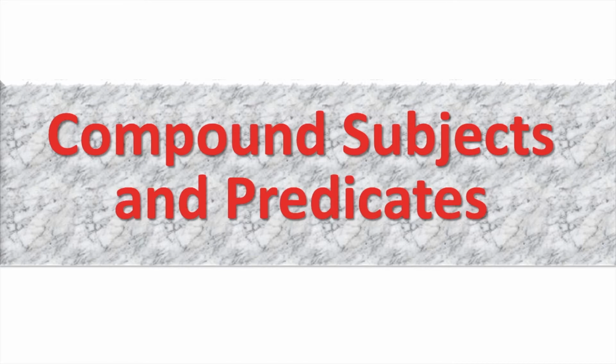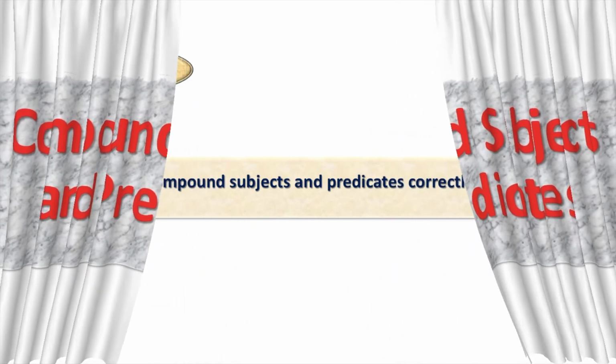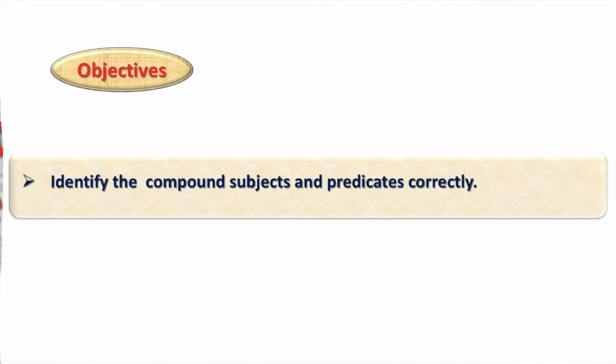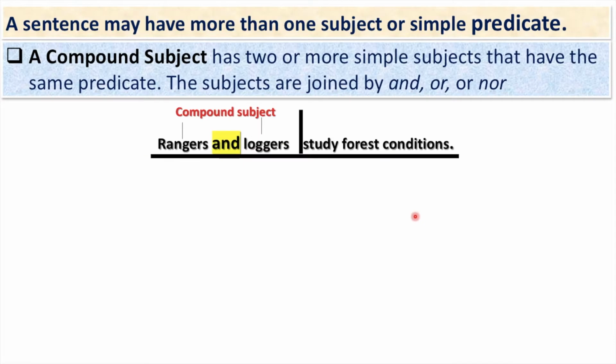Today we have a new lesson entitled Compound Subjects and Predicates. Today we have a learning objective, which is to identify the compound subjects and predicates correctly. A sentence may have more than one subject or simple predicate.